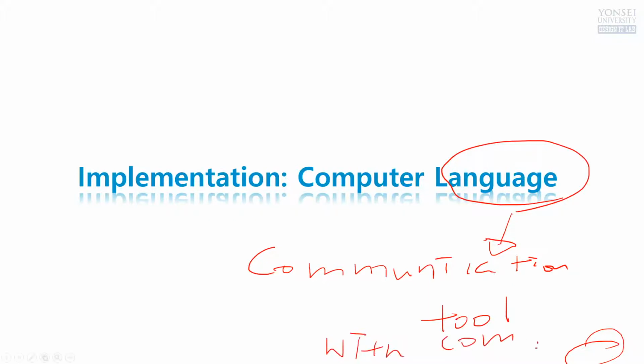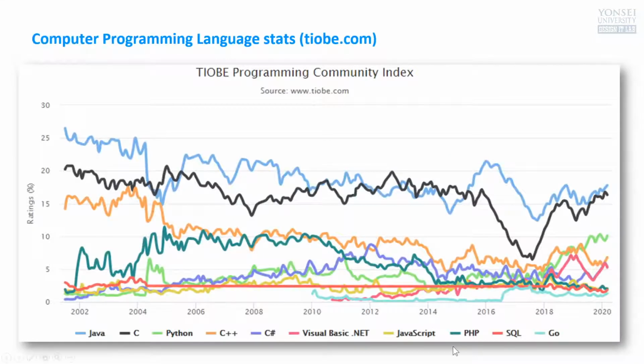So let's take a look at, as we reviewed before, this is the TIOBE Programming Community Index. As of 2020, the most popular language here is Java, right? The second top is C, and the third one, Python.